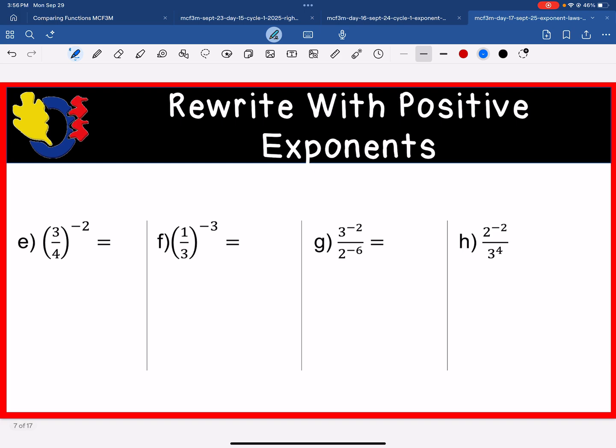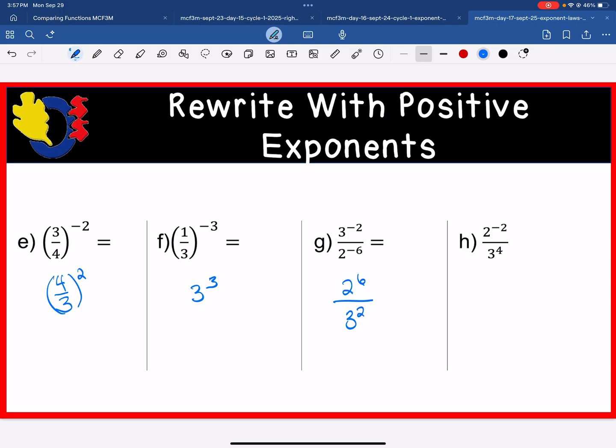All right, let's try this group here. So 4/3 squared. Okay, this is 3 over 1, or just 3 cubed. So I'm going to just switch these positions. So 2 to the exponent positive 6 over 3 to the exponent positive 2.